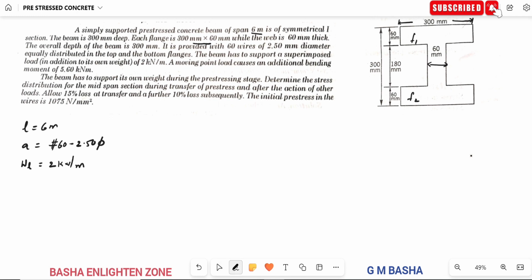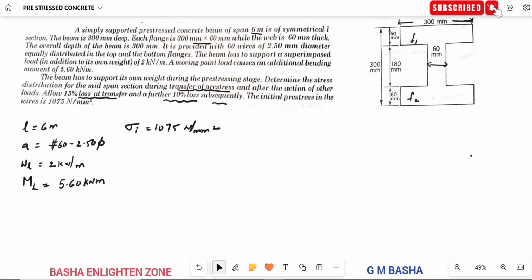A moving load, point load, causes an additional bending moment of 5.60 kilonewton meter. So the beam has to support its own weight during the prestressing stage. Determine the stress distribution for the midspan section during transfer of prestress and after the action of the other loads. Allow 15% loss at transfer and further 10% loss subsequently. The initial prestress in the wires will be given 1075 Newton per mm square.